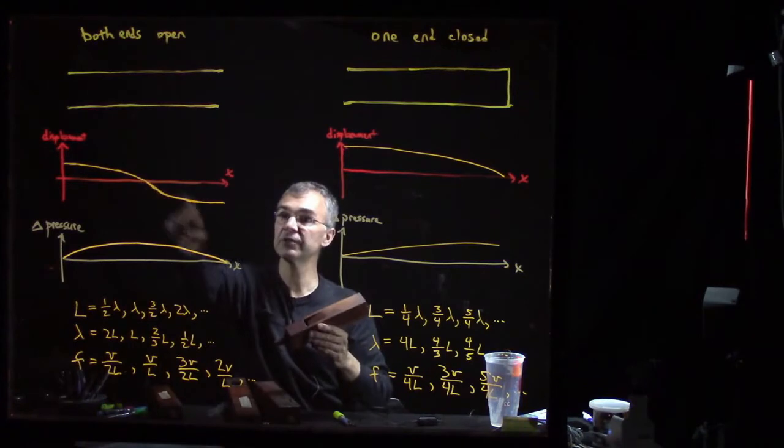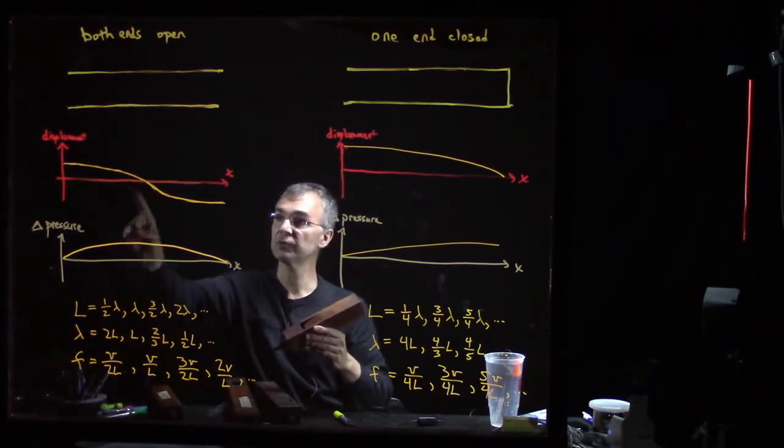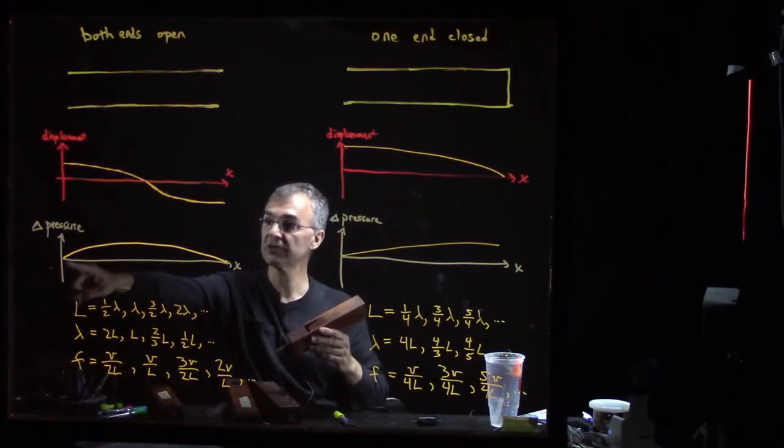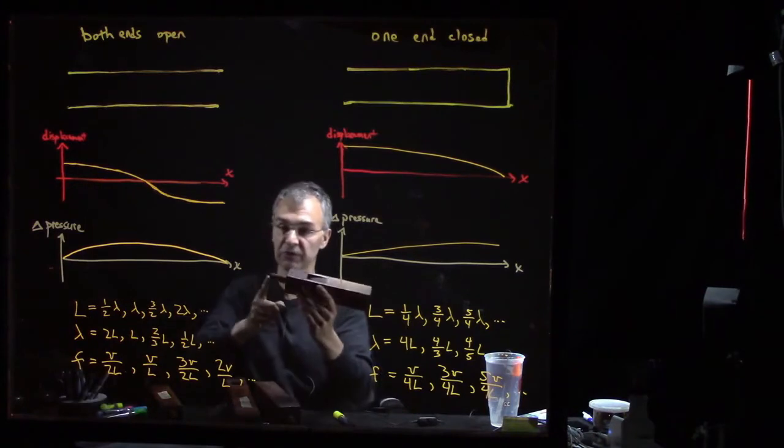But then 90 degrees out of phase with the displacement pattern is the change in pressure pattern. And the pressure with respect to atmospheric, the change in pressure with respect to atmospheric is 0 at the end here.